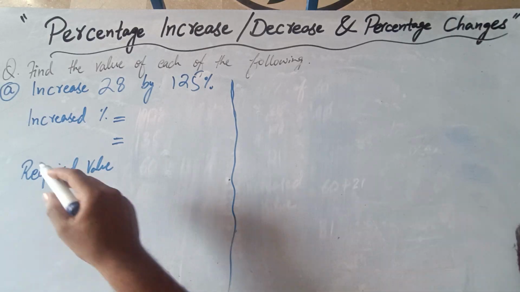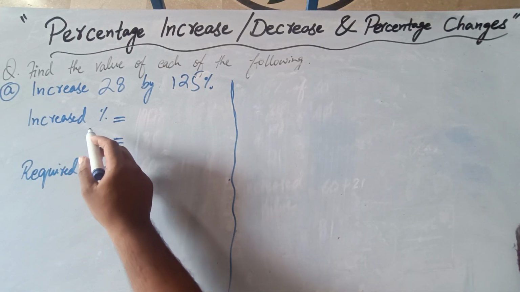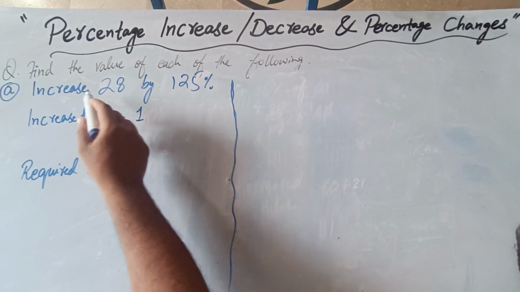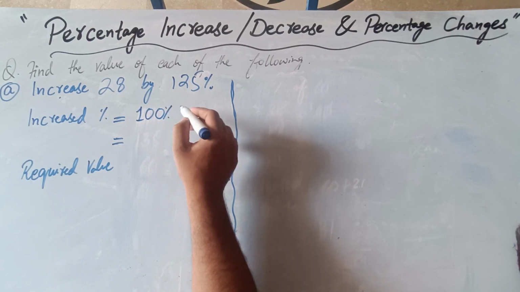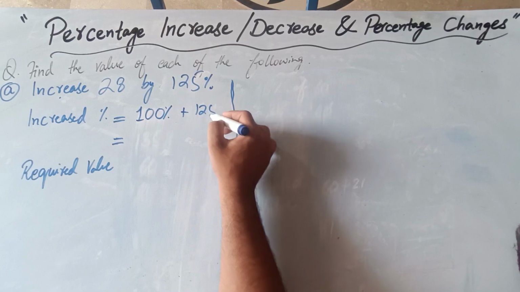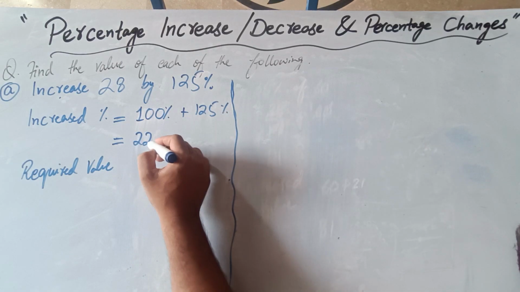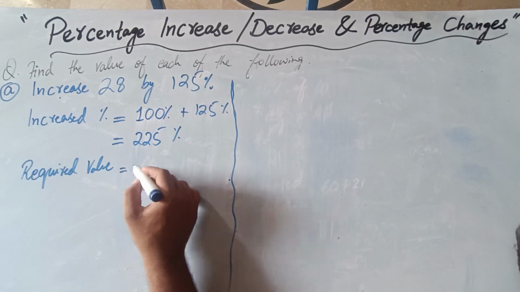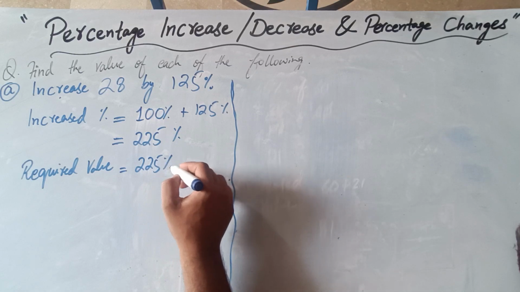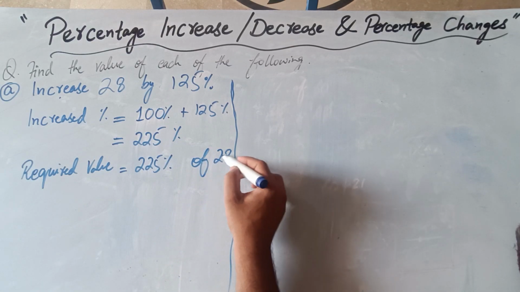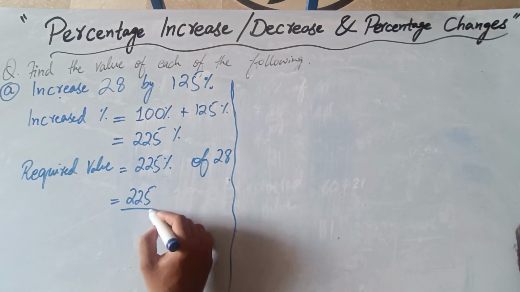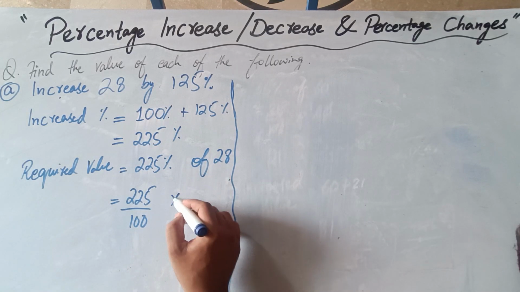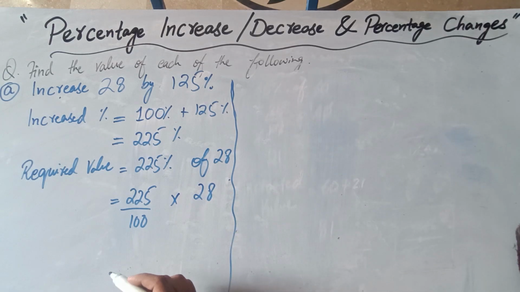Again we are going with method 1. Whenever you see the word increase, you have to add 100% to it. 100% plus 125% becomes 225%. Now we will find 225% of 28. Whenever we remove the percentage sign, we divide by 100, and of means multiply by 28.